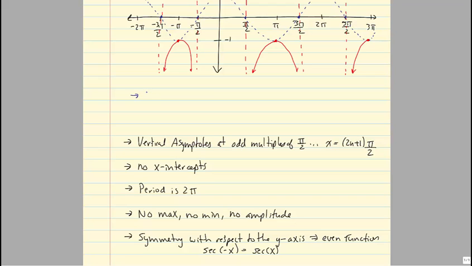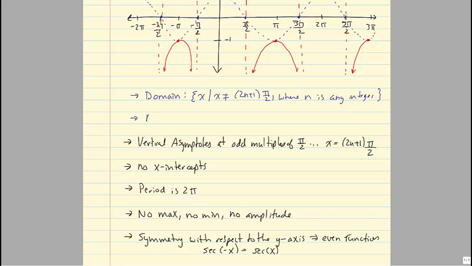So for the domain here, it looks like the domain can be anything except for these asymptotes. So it can be all values of x such that x cannot equal odd multiples of pi over 2, where n is an integer. So when we're looking at this and we're trying to set these up, just remember where the asymptotic lines are.